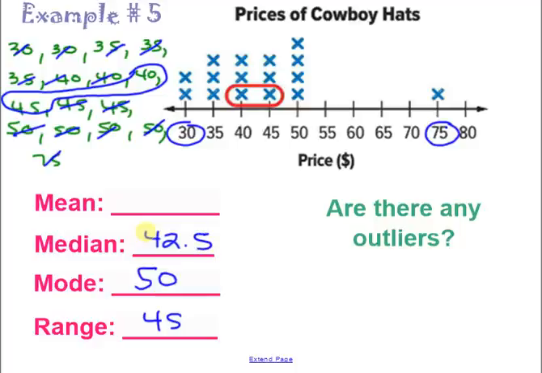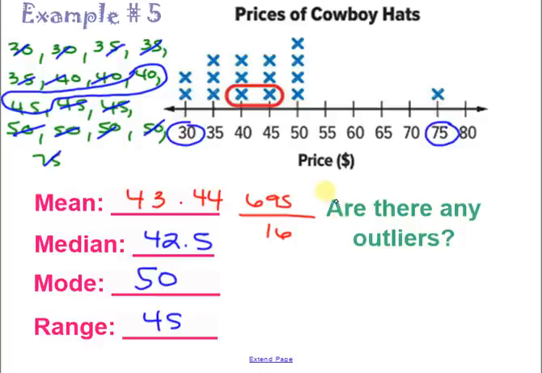And now let's find the mean. So when you add them all up, you get 695 divided by 1, 2, 3, 4, 5, 6, 7, 8, 9, 10, 11, 12, 13, 14, 15, 16. And that's going to give you, rounded to the 100th, 43.44.